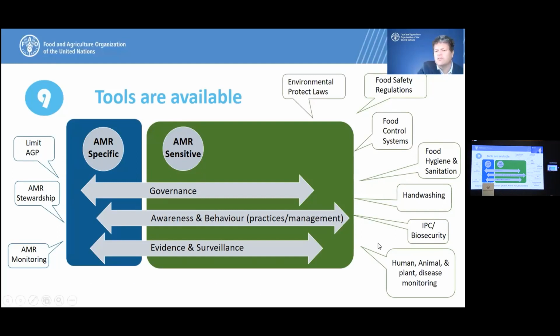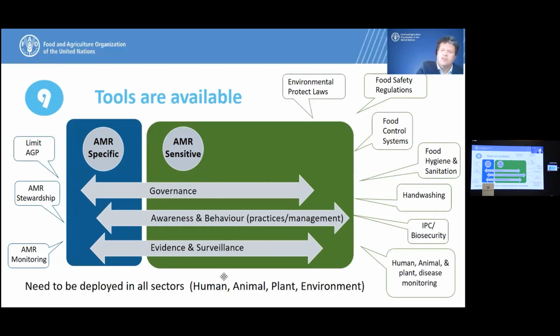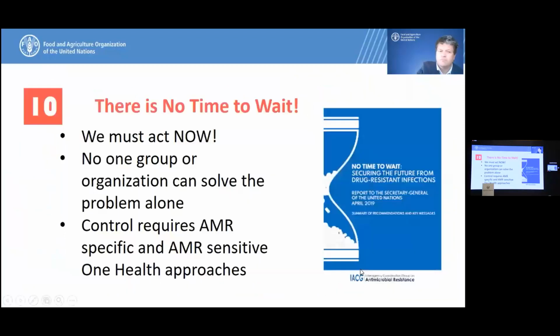So these are some examples of things. What we need to make sure is that, and I've tried to give examples from all the different sectors, from agriculture, veterinary medicine, plant protection, human health, animal health, environmental sectors, we need to apply these. We all have our own toolboxes, and we need to apply them simultaneously together to get a synergistic effect to make sure that we combat antimicrobial resistance. So the last thing I want to mention here is there is no time to wait.